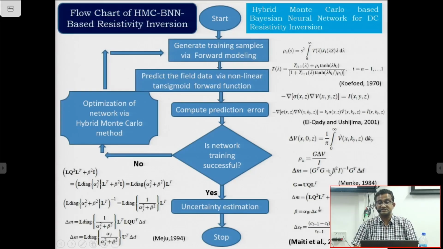Then the inverse relationship is this: here you see this is your delta M, the model parameters, and it is the expression of your inversion relation, where G transpose G is your kernel operator relating the model and the change of the data vector delta D. G transpose G plus beta square I, where beta is your damping factor.